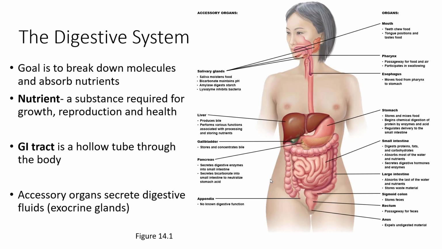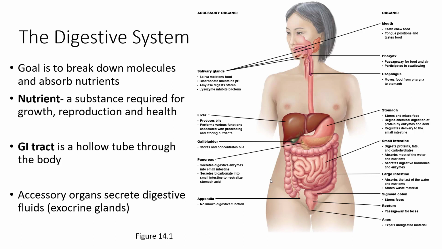So, let's look at the digestive system. The goal here is to break down molecules and absorb their nutrients. If you chew on a potato and then swallow it, your body's goal is to turn that into carbohydrates that can be used for energy. So that's a lot of breakdown and absorption. Any nutrient is defined as a substance required for growth, reproduction, and health.